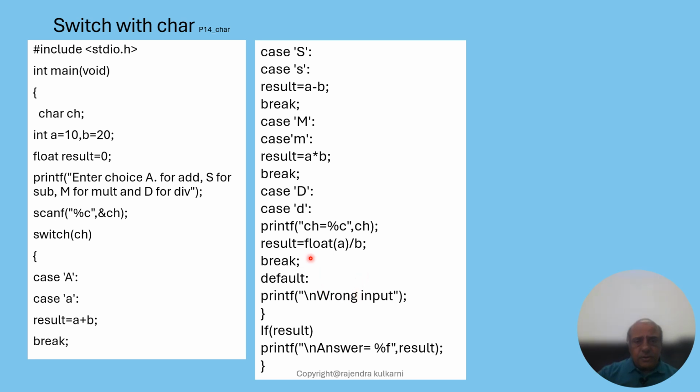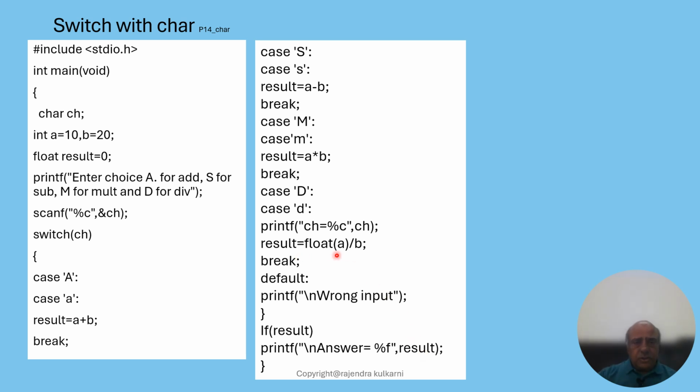Default: in case of any other character being entered, default will execute, giving us wrong input as the output. We assigned value 0 to result, so if the default case executes, our output will be wrong input. If any other case is executed, result will contain a non-zero value, and printf answer is equal to %f, result will be executed.